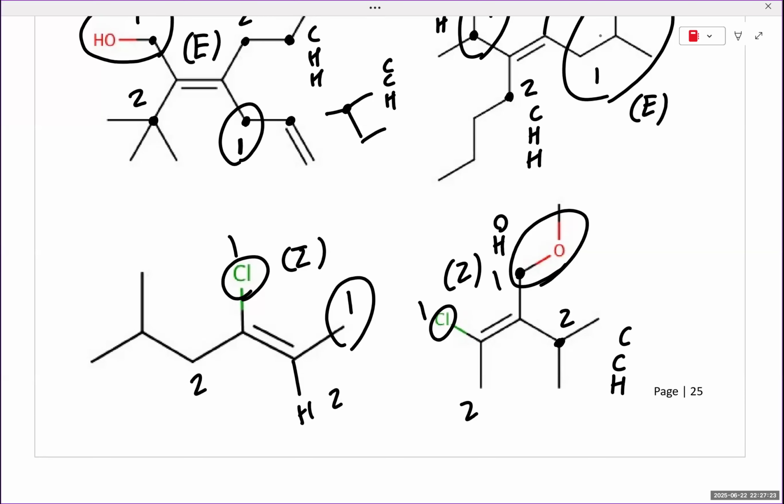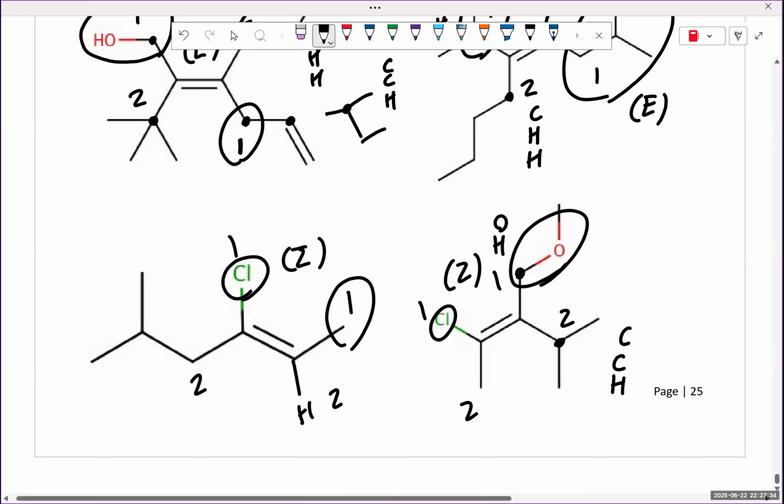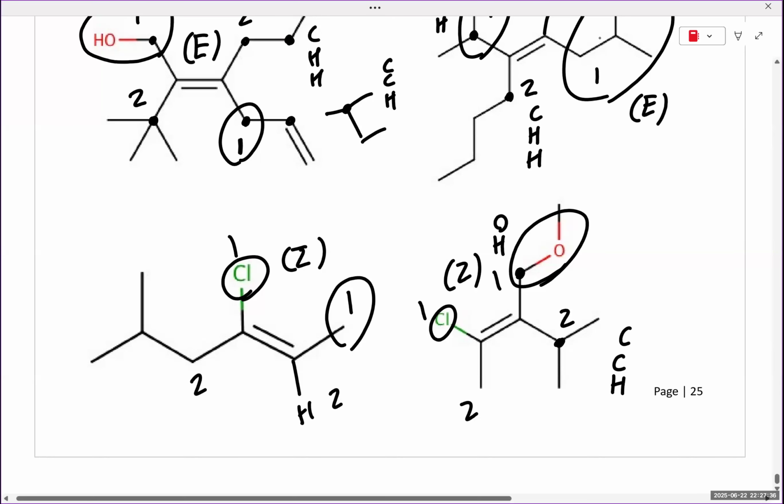We will be talking about alkenes and alkene reactions a lot in future chapters, so it's important to be familiar with EZ notation. Okay, so that concludes our discussion of Chapter 5. We'll be moving on to Chapter 6 as part of the next lecture series.